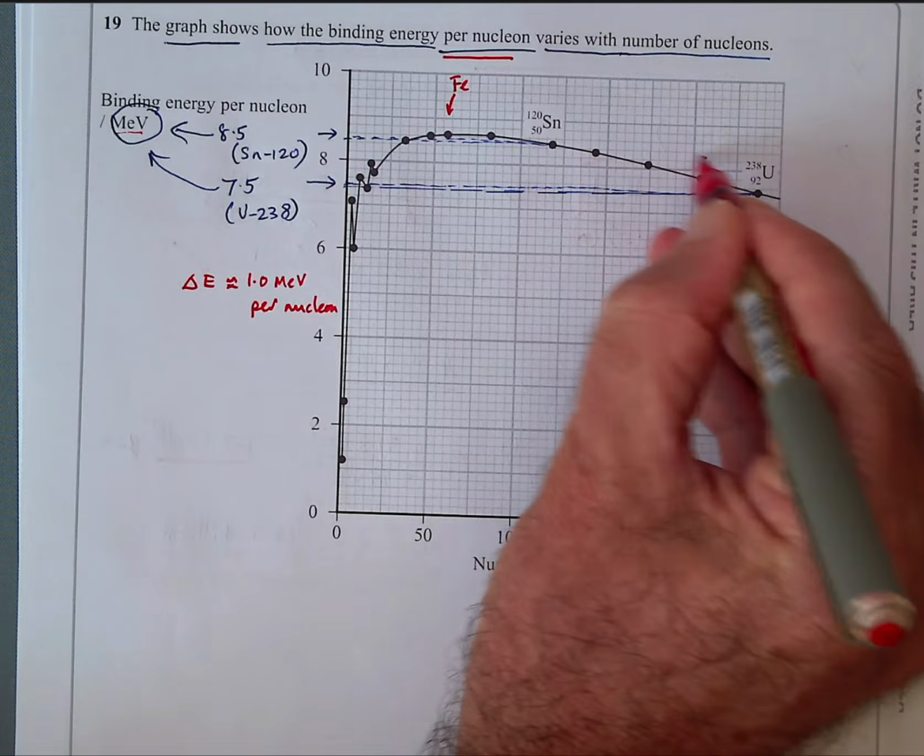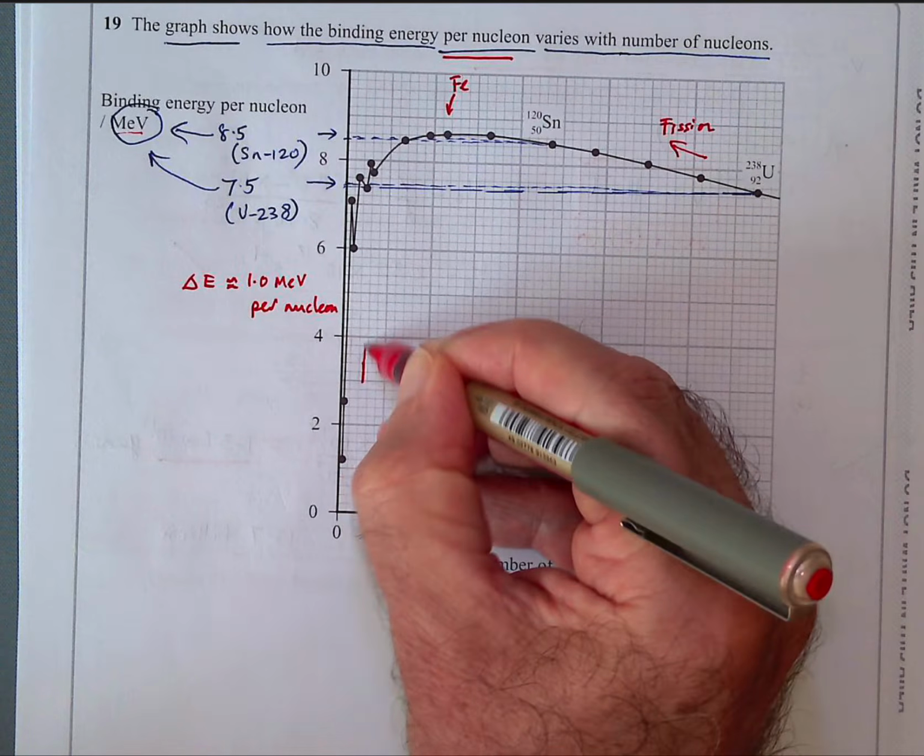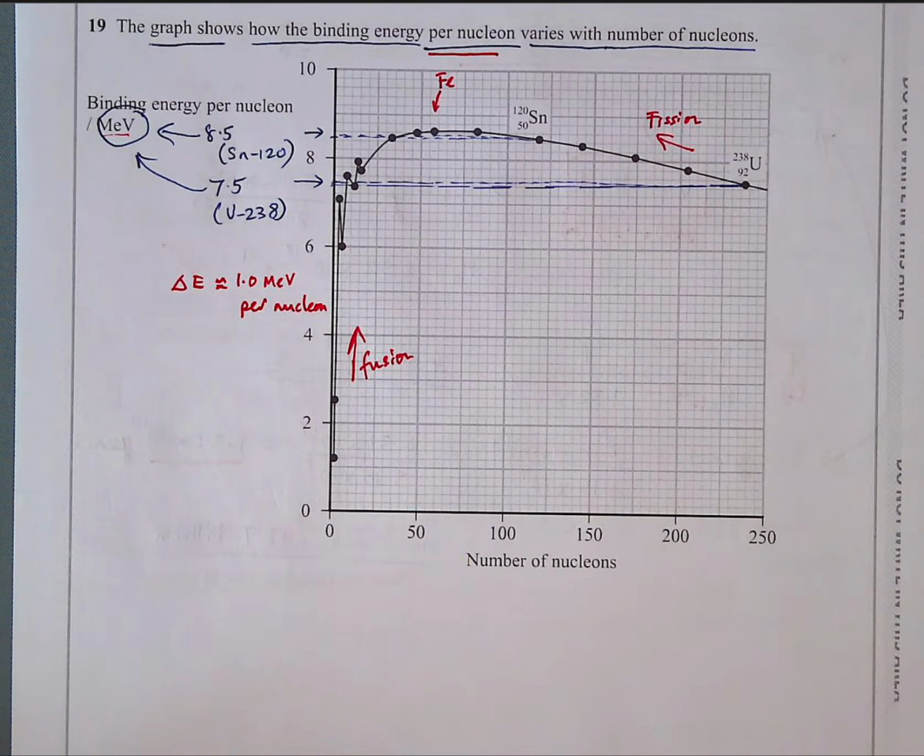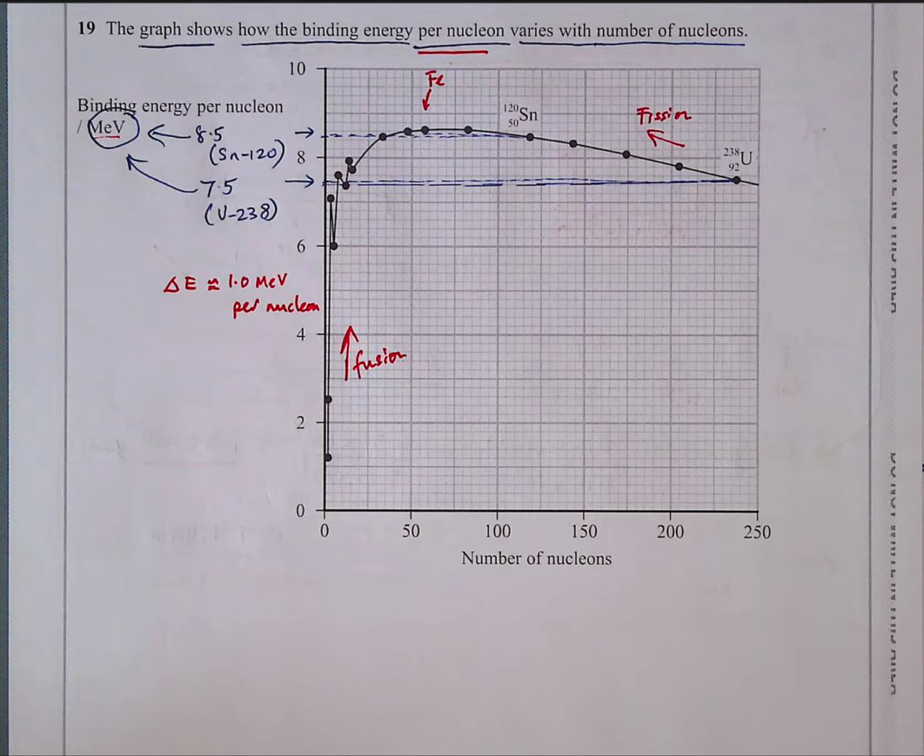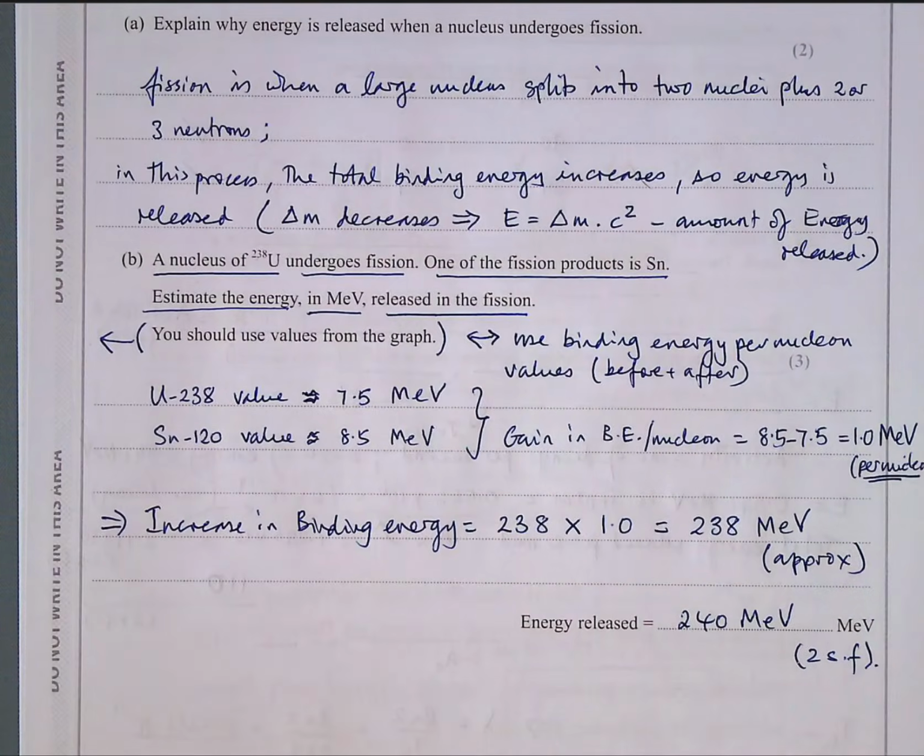Okay, so this way it will be fission, and small nuclei, this way up, will be fusion. So if you're making a nucleus more stable, you're changing mass and releasing it into other forms of energy. Okay? So that's the beginning of 19. We'll come back to that graph if we need to.